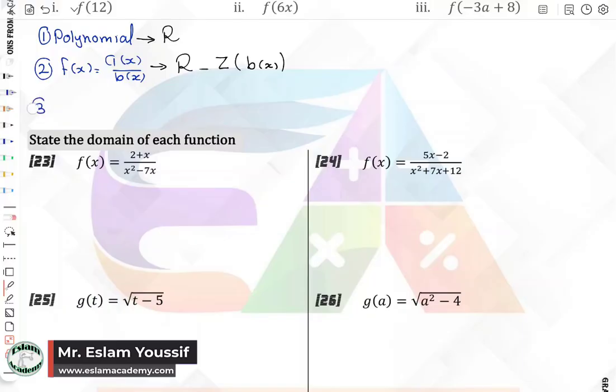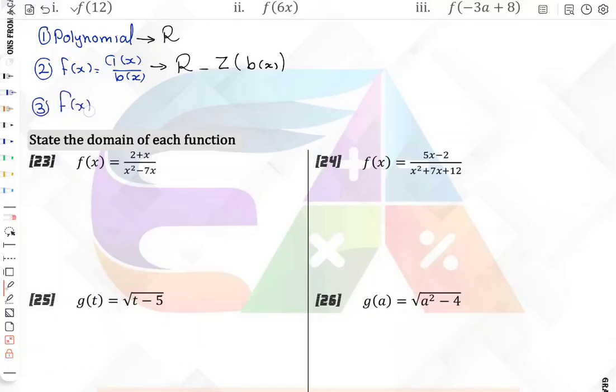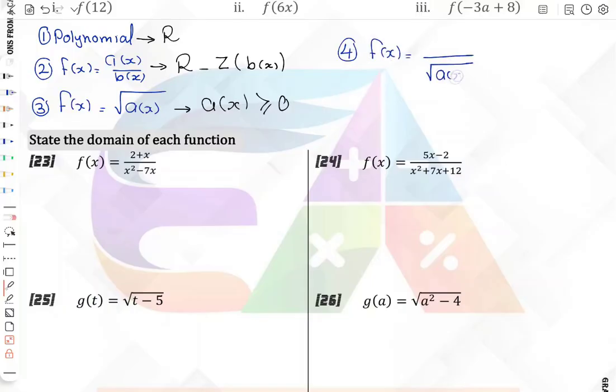The third type that we have is when we have a function with a square root. The domain for this function is where the value of the expression under the square root is greater than or equal to 0. The fourth type of function is when we have a root at the denominator. In this case, the domain will be a of x is more than 0.